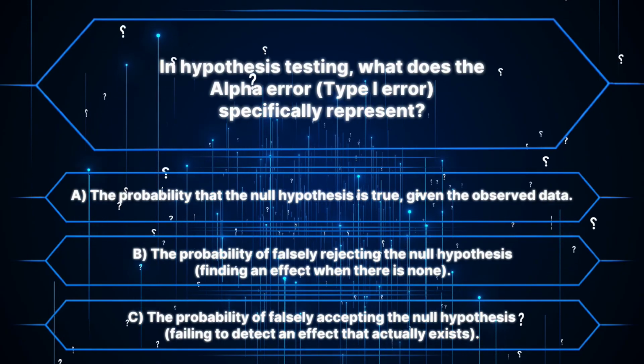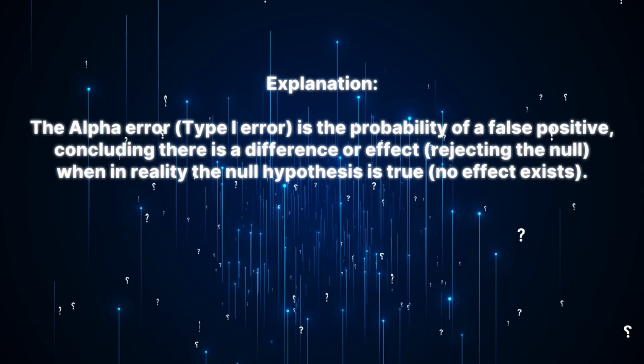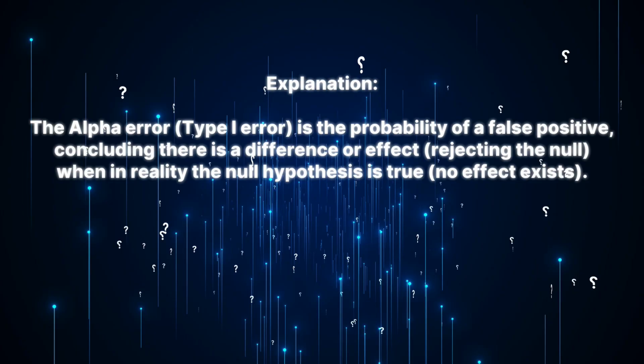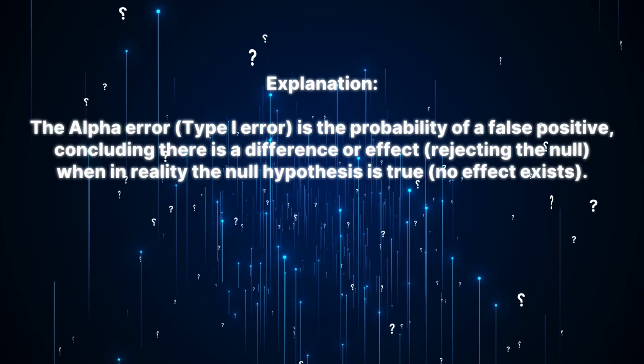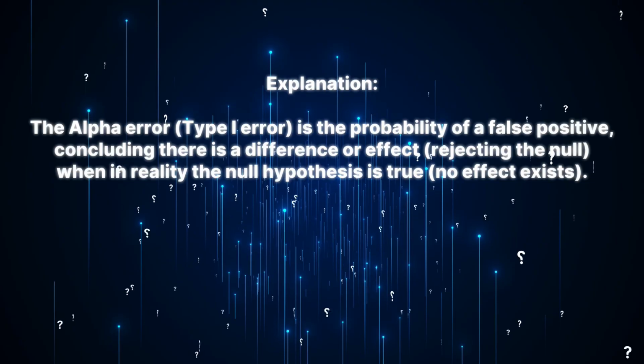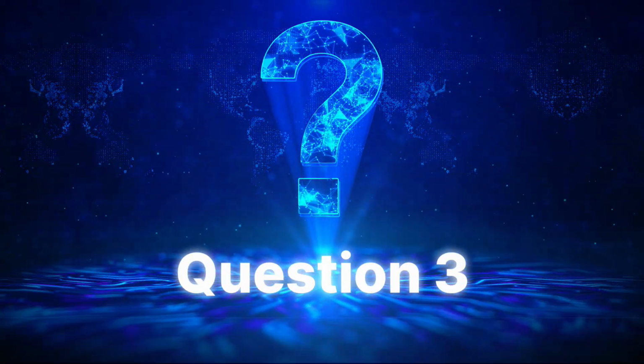And the correct answer is B. The alpha error, or type 1 error, is the probability of a false positive, concluding there is a difference or effect, rejecting the null, when in reality the null hypothesis is true, no effect exists. Got everything right so far? Let's move to question 3.